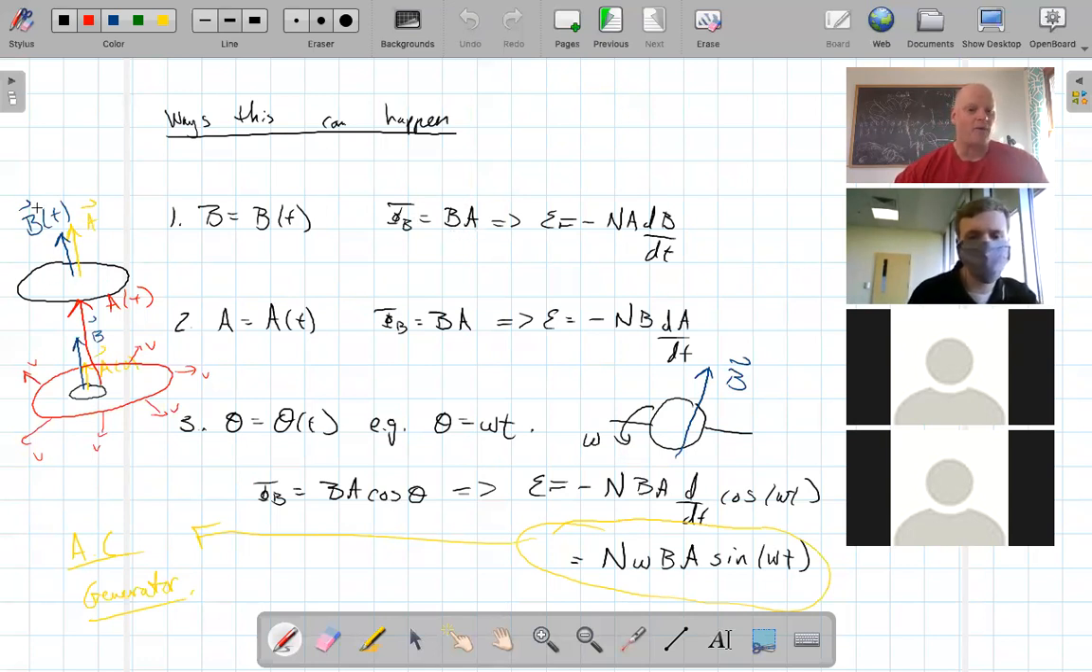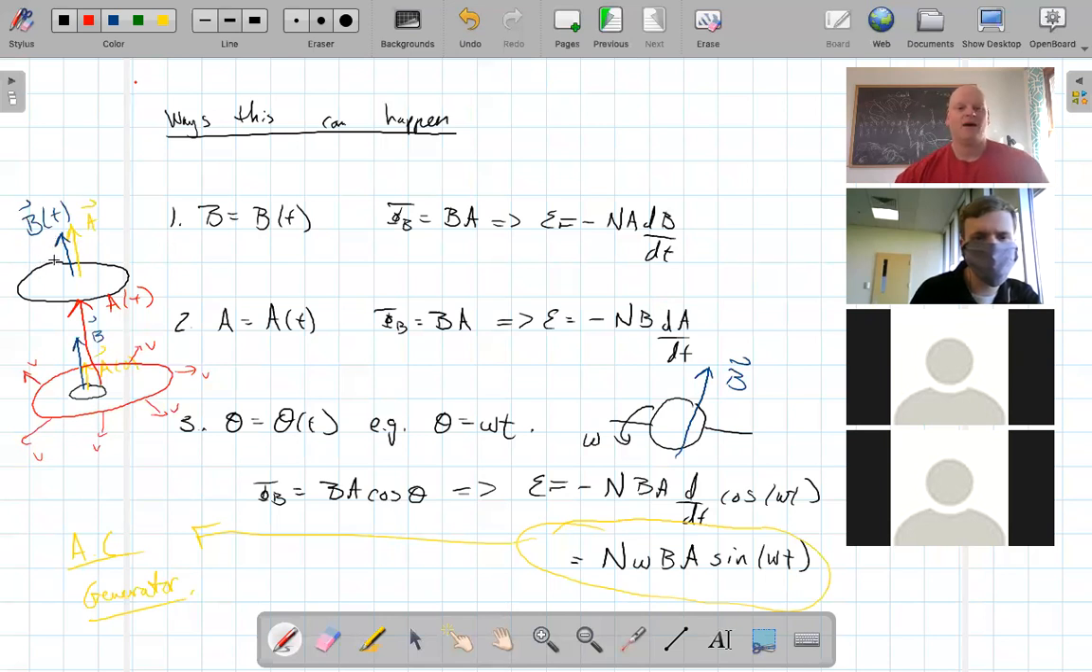One way this can happen is if the magnetic field itself is growing. For example, it's generated by an electromagnet. I have currents running through it, which causes the magnetic field to get bigger over time because I'm either increasing or decreasing the current inside of my electromagnet. So the magnetic field itself is increasing because I'm increasing the current, which causes more magnetic field strength.